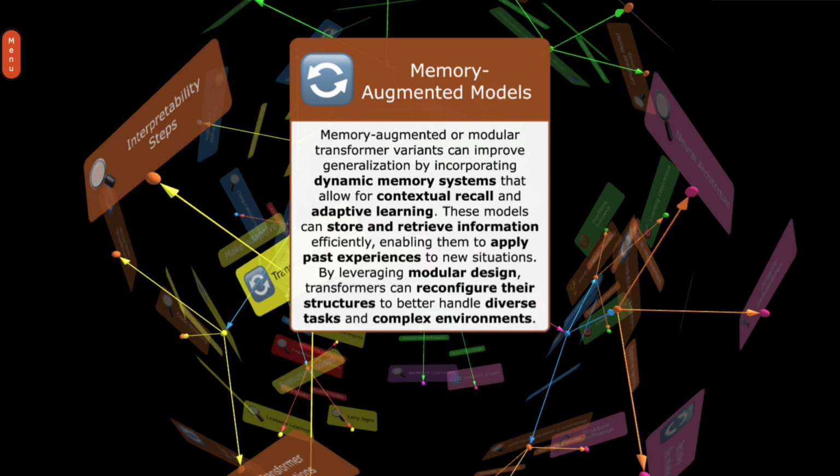Memory-augmented or modular transformer variants can improve generalization by incorporating dynamic memory systems that allow for contextual recall and adaptive learning. These models can store and retrieve information efficiently, enabling them to apply past experiences to new situations. By leveraging modular design, transformers can reconfigure their structures to better handle diverse tasks in complex environments.